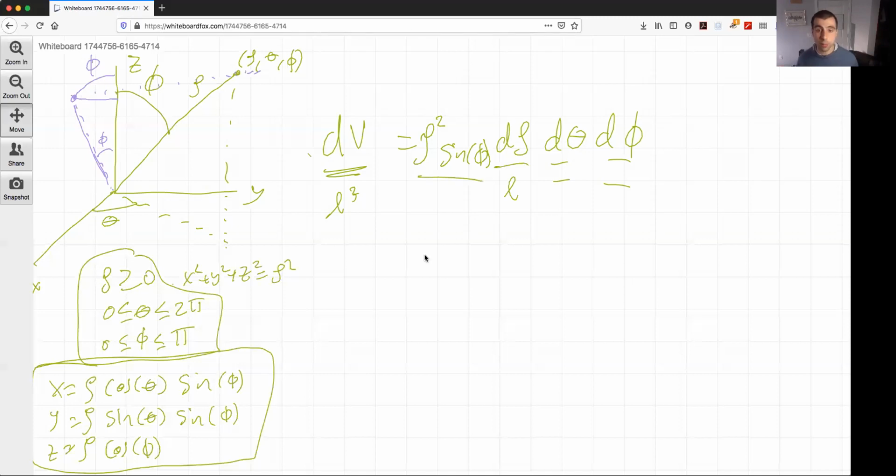And it tells us what we need to flip this. And here it will tell us that we need rho squared sine phi. Okay, so with this now in mind, let's think about some problems. How do we do these kinds of things?